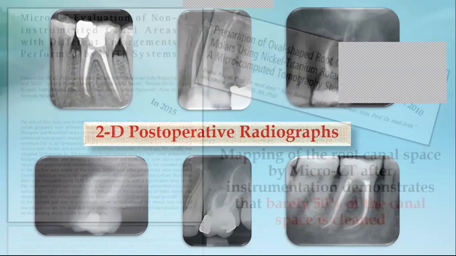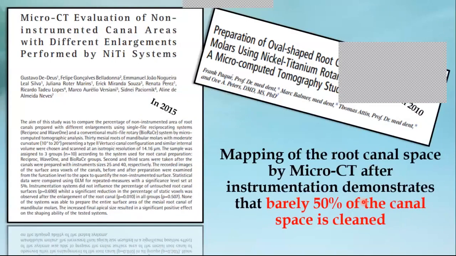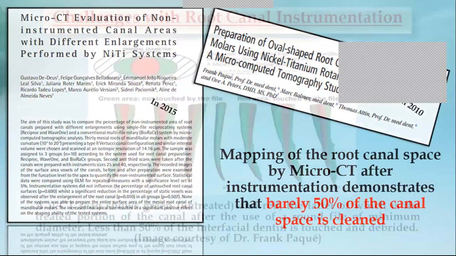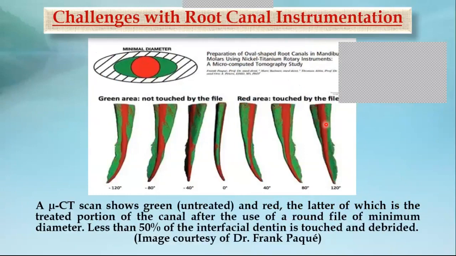Mapping of the root canal space using microscopy after instrumentation showed that barely 50% of the root canal space is clean, as proved by Paqué in 2010 and again by others in 2015. As we can see here, the red areas are the areas touched by the instruments rotating inside the root canal, while all these green areas were left unprepared, untouched by the introduced instruments.